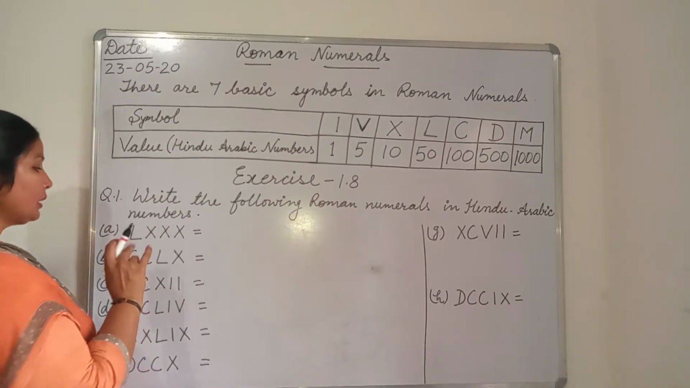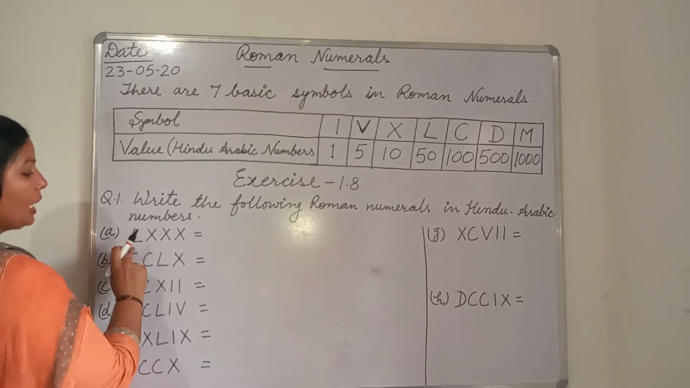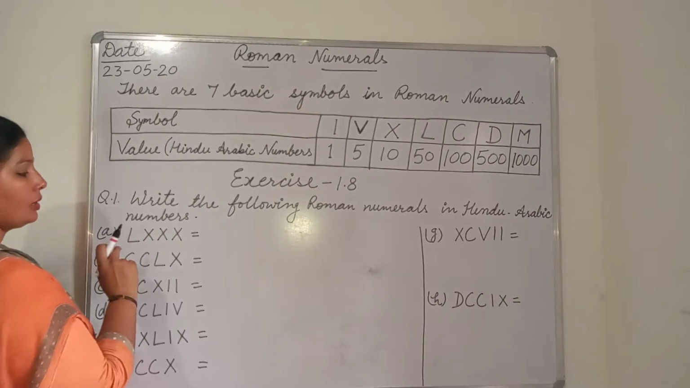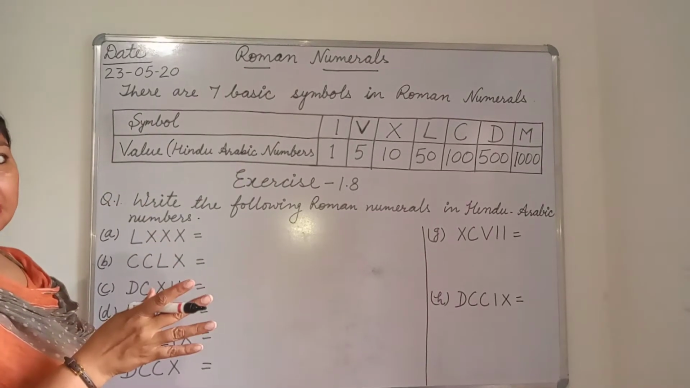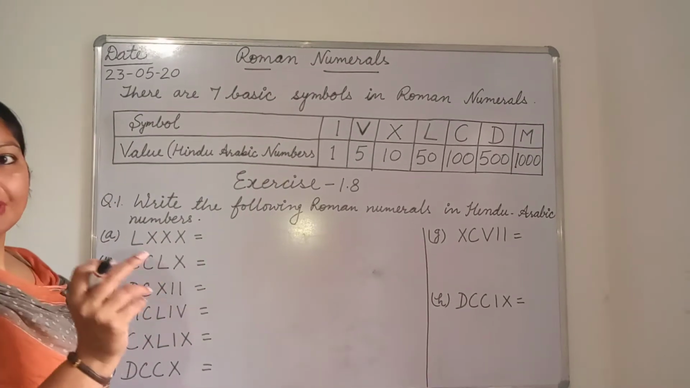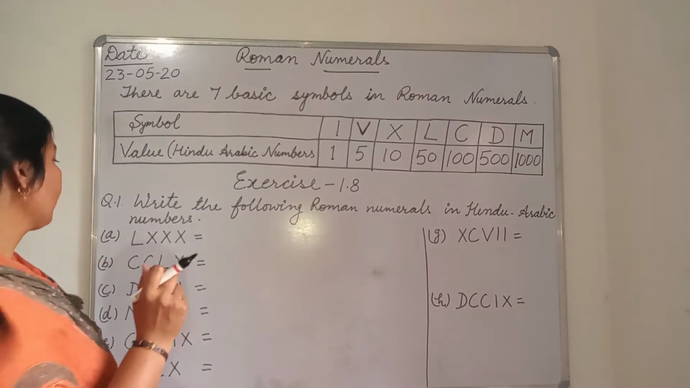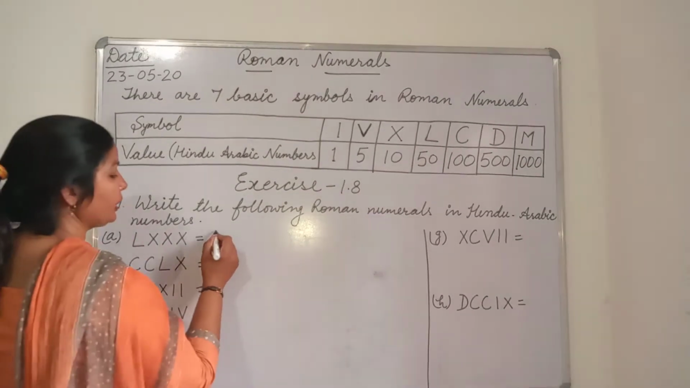So how will you write? There is a part given: L, X, X, X. Firstly you should write their value in Hindu Arabic, the individual value of every symbol. So L means what? 50.